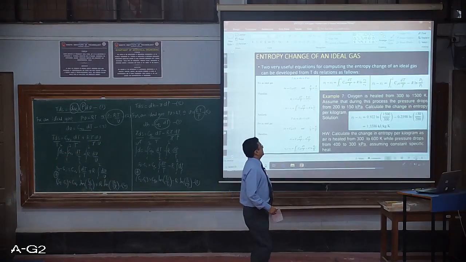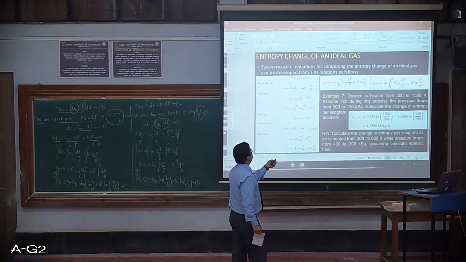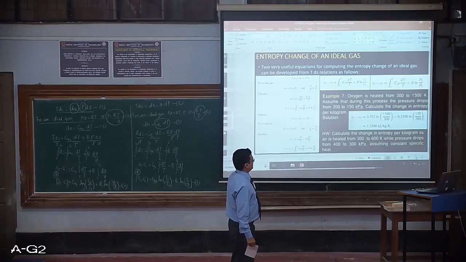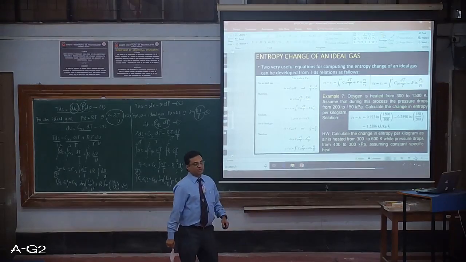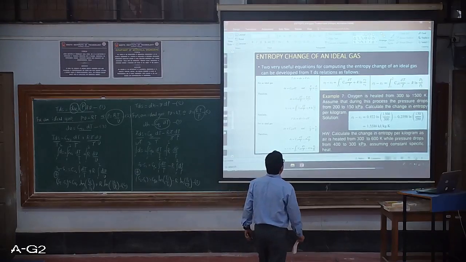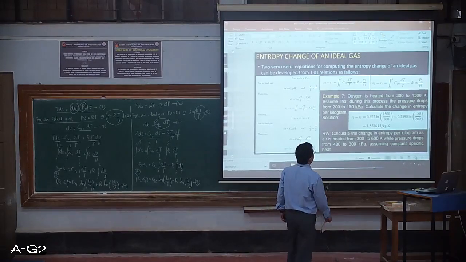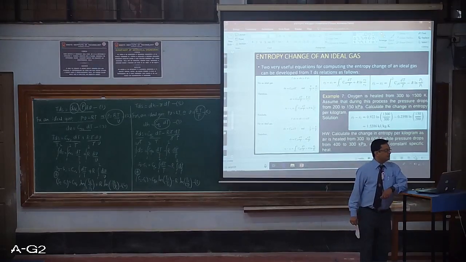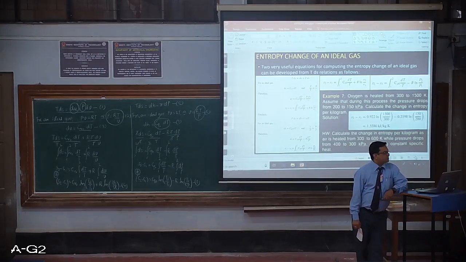So here I have written both the expressions. You can see that S2 minus S1 using one expression and S2 minus S1 using another expression. So here I have mentioned one simple example. Let's take a look into this. I'll read the statement. Oxygen is heated from 300 to 1500 Kelvin. Assume that during this process the pressure drops from 200 to 150 kilopascal. Calculate the change in entropy per kg.